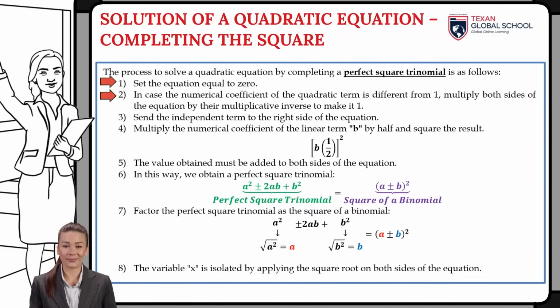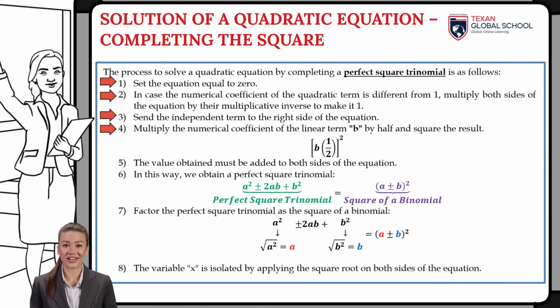Then, in case the numerical coefficient of the quadratic term is different from 1, we must multiply both sides of the equation by its multiplicative inverse to make it 1. Then, we send the independent term to the right side of the equation.